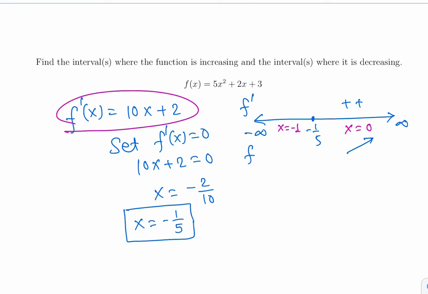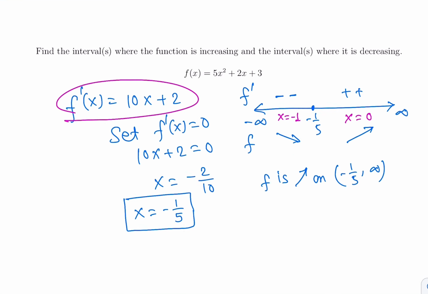Let's look at negative 1. On this interval, negative 1: 10 times negative 1 plus 2, that's negative 10 plus 2, negative 8. So the derivative is negative. A negative first derivative means our function will be decreasing. So we write the answer as follows. The given function is increasing on negative 1/5 through infinity, and our function is decreasing on negative infinity through negative 1/5. Final.